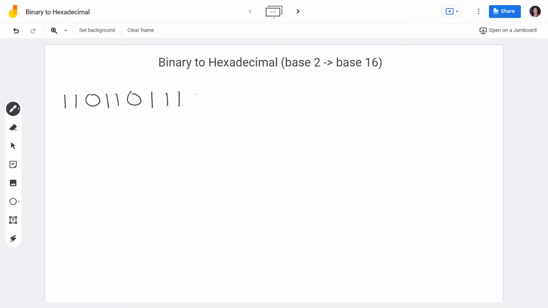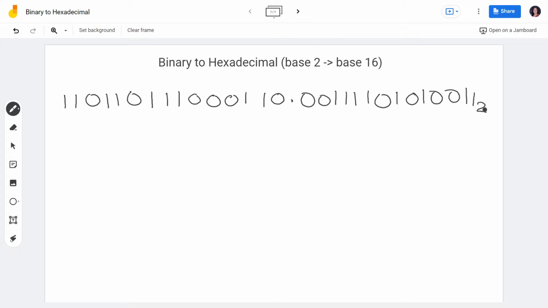1 1 0 0 0 1 1 0 point 0 0 1 1 1 1 0 1 0 1 0 0 1 1, base 2 because it's a binary number. To convert it to hexadecimal, as we can remember, each hexadecimal digit is represented in binary by 4 digits. You can memorize the hexadecimal values and their binary equivalents, but it's better if we can derive them.